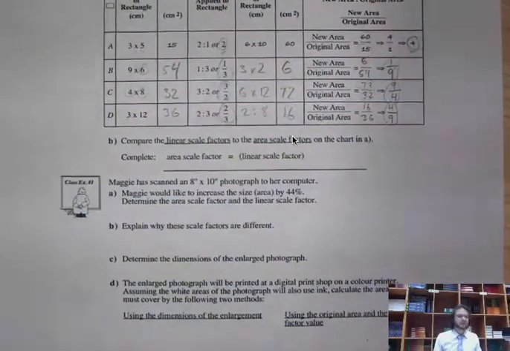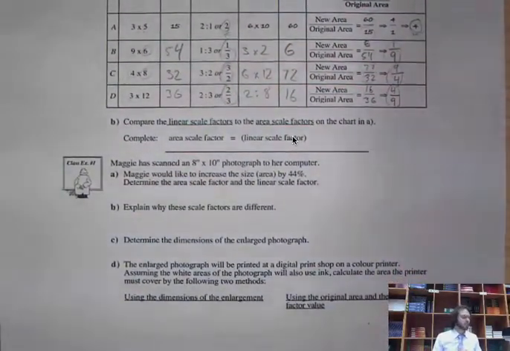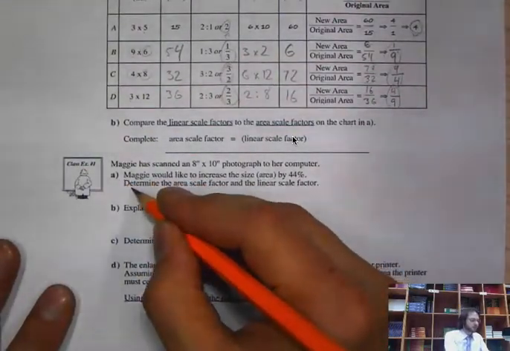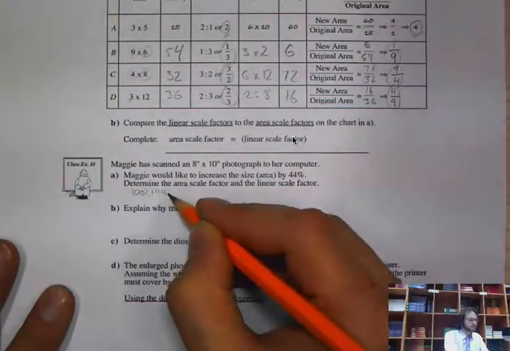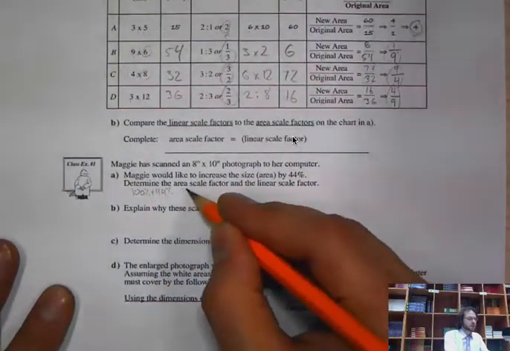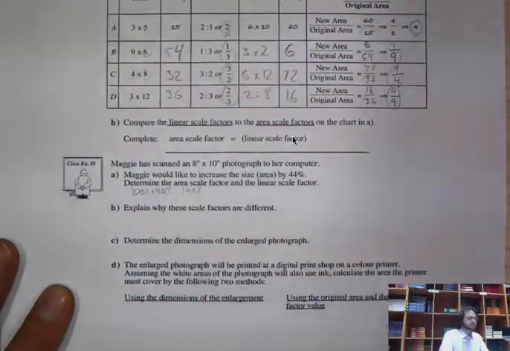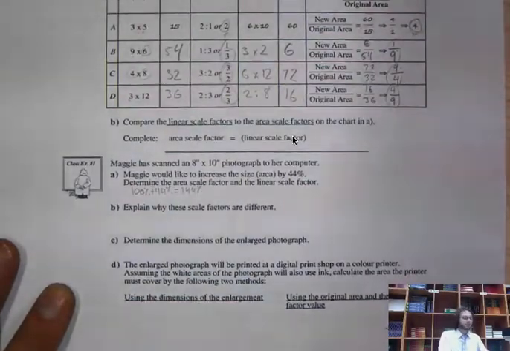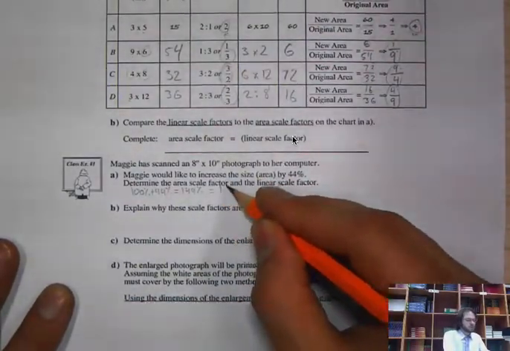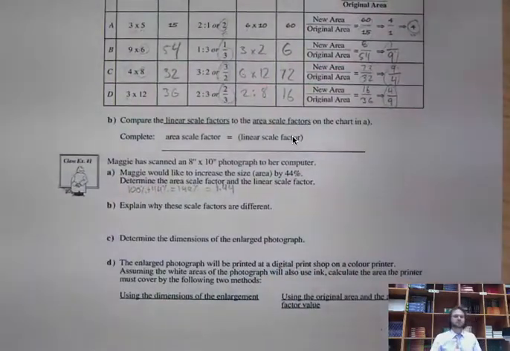Okay, so let's take a look now at question number 1. Maggie has scanned an 8 by 10 photograph on her computer. Maggie would like to increase the size by 44%. So that's 100% plus 44%, which will end up giving me 144%. Okay, so now what is this in scale factor terms? This is the same as 1.44. Alright, so that's the area scale factor.